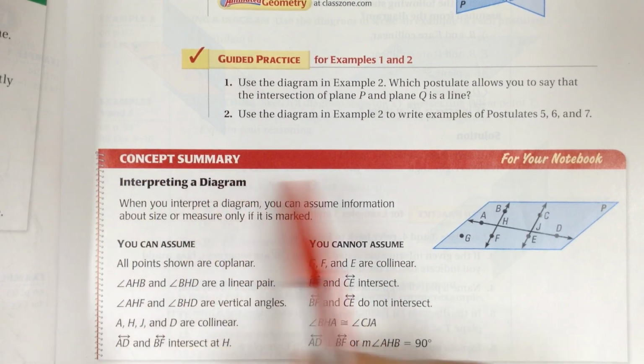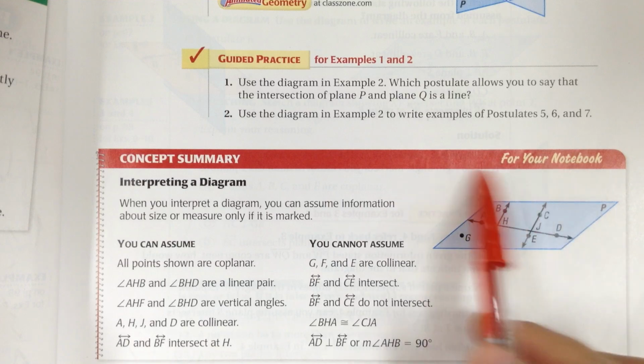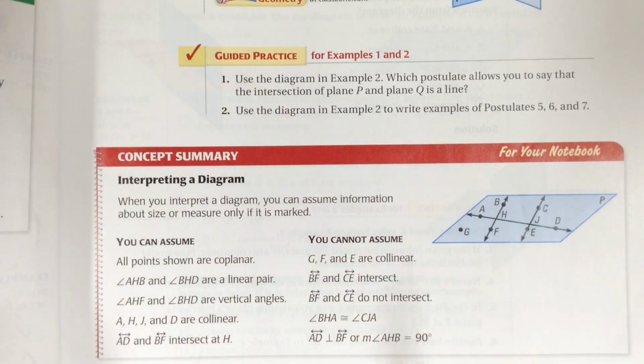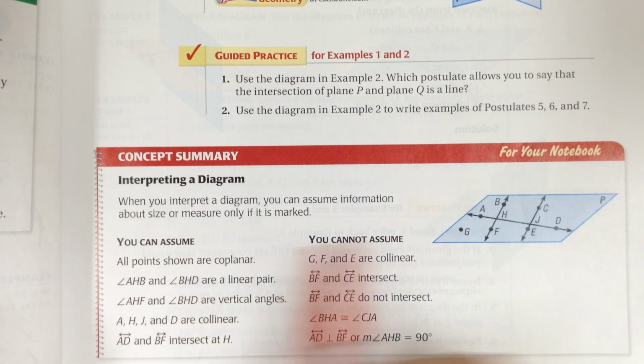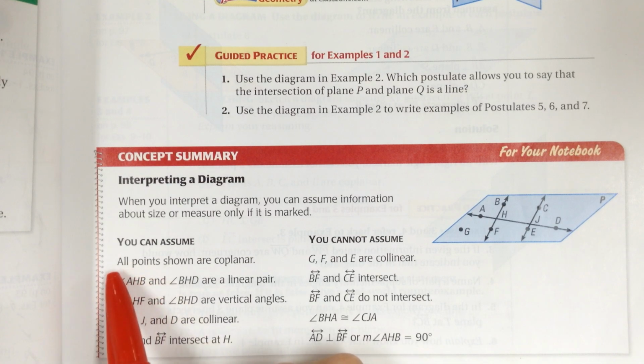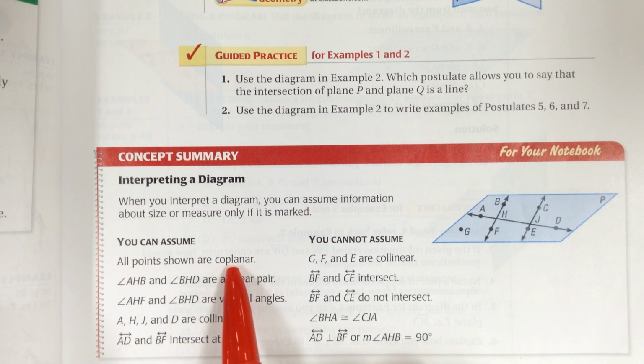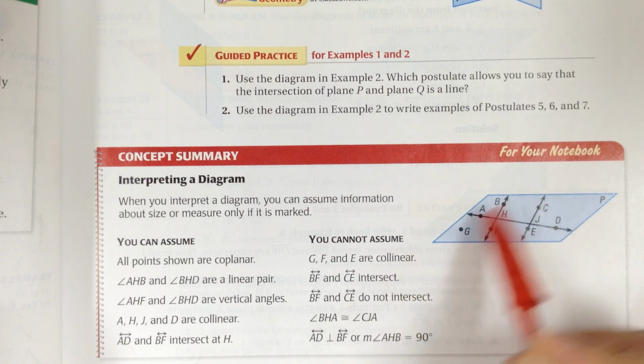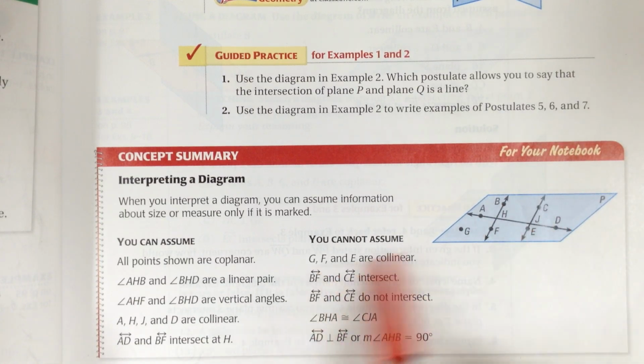Now let's go to the concept summary. Again, these are super important for your notebook. Interpret diagrams: when you look at a diagram, there are certain things that you can assume and certain things you cannot assume. By looking at this diagram, you can assume all points shown are coplanar, because here's your plane and all the points are on it. So you can assume that all points are on the same plane.